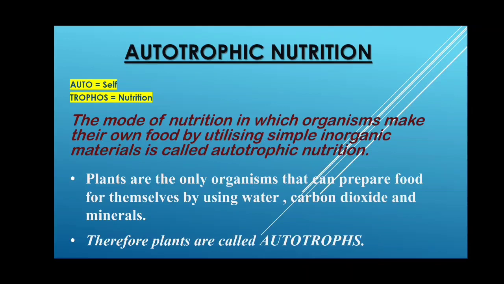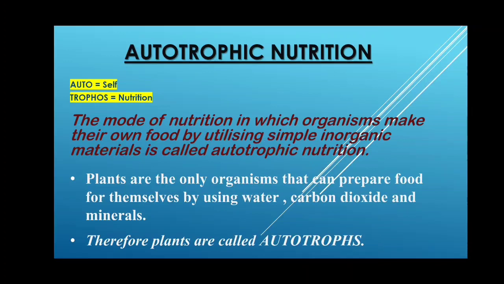Now, if you are asked to define autotrophic nutrition, the basic definition will be: the mode of nutrition in which organisms make their own food by utilizing simple inorganic materials. These inorganic materials can be carbon dioxide, water, sunlight, anything, and this is called autotrophic nutrition.